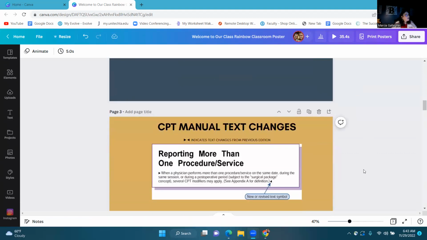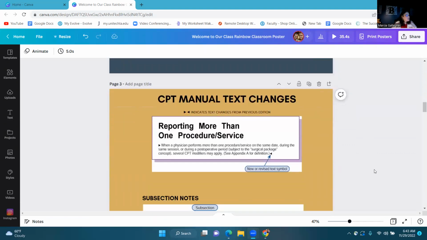So let's talk about some of the symbols. So you see the little triangles facing each other. That indicates text changes from the previous edition. So as you can see here, the arrow starts here, the triangle, and then there's another one at the end, and this indicates new or revised.